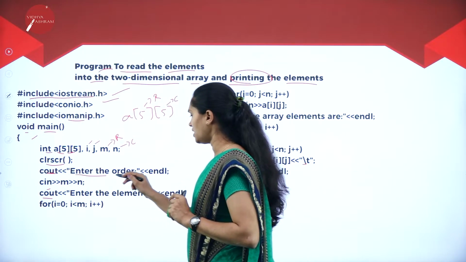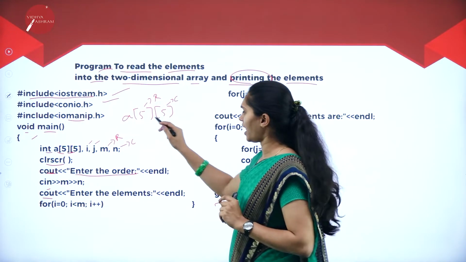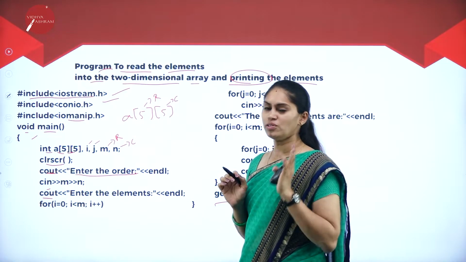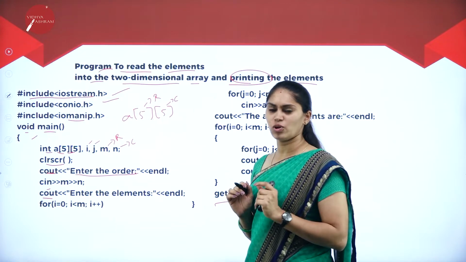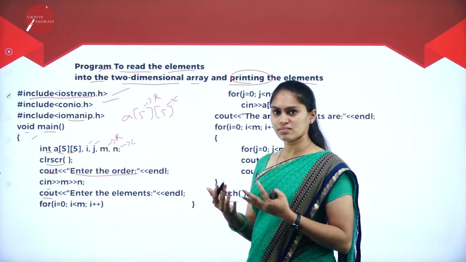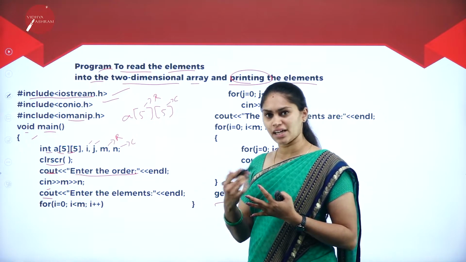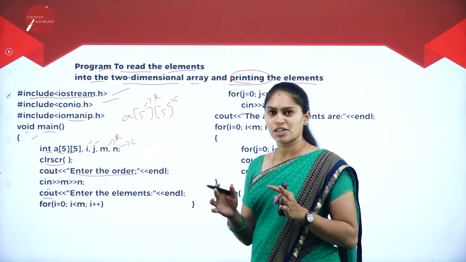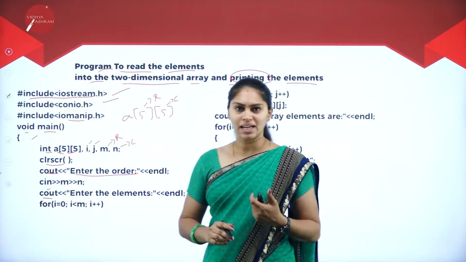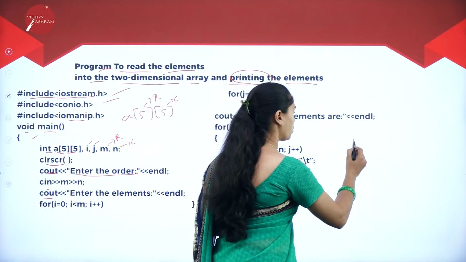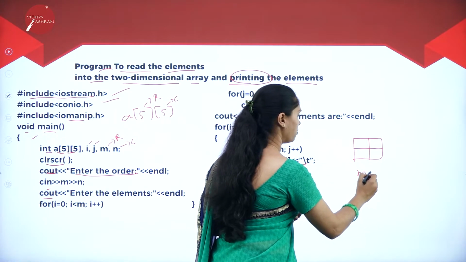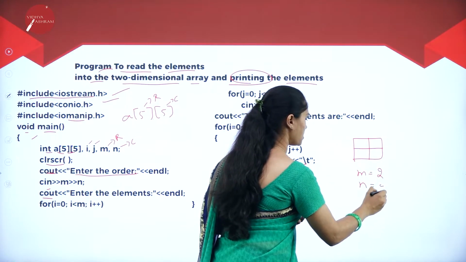Then cout, enter the order. Order in the sense what? I have to give an order. Maximum order is what? It will hold up to 5 rows, 5 columns. Totally it will hold 25 elements. But I have to specify an order. It can be 2 cross 2, 2 cross 3, 3 cross 3, 4 cross 2, anything it could be. But it should not exceed the value of 5 cross 5. So let me consider the order as 2 cross 2. Okay, so now m value is 2, n value is 2.